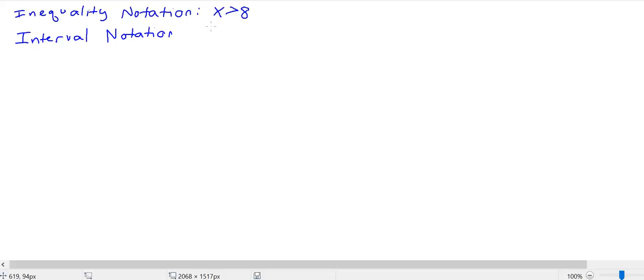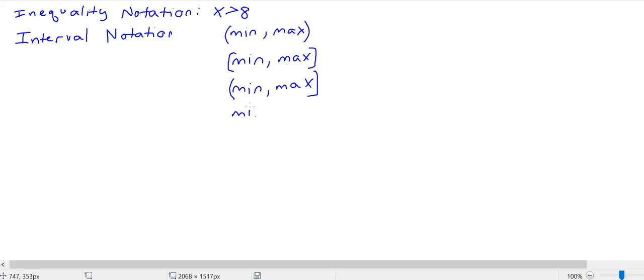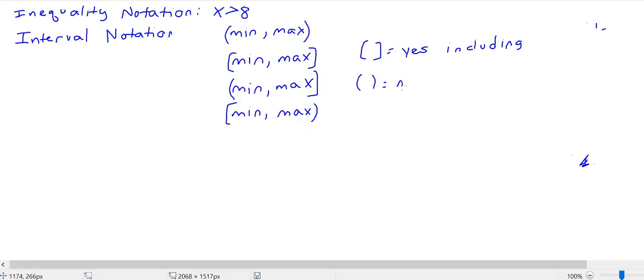Interval notation looks like coordinates. We have something, comma, something. We have the minimum value, comma, the maximum value. And then we either have parentheses like this, or minimum, comma, maximum in brackets like this, or we could have minimum, comma, maximum, parenthesis, bracket, or we could have minimum, comma, maximum, brackets, parentheses. When do we use these? Brackets mean we are including, and parentheses means that we're not including.